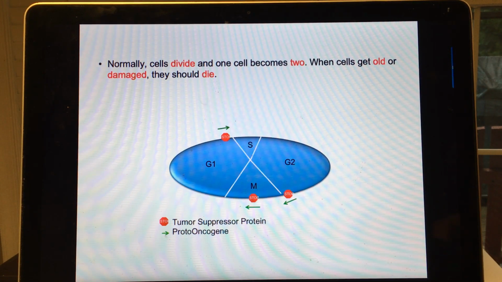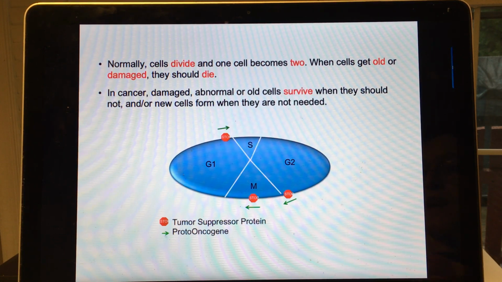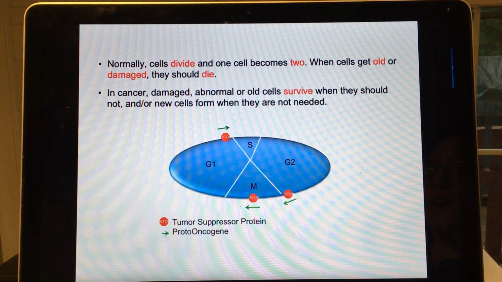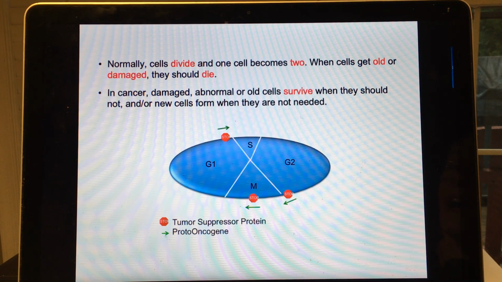So normally cells divide, and when they get old or damaged, they die. Sometimes in cancer, cells are dividing when they're not supposed to be, and sometimes in cancer, they're not dying and they're surviving when they should not survive.